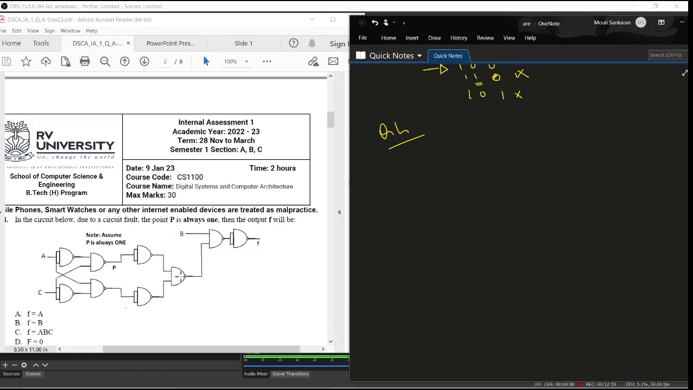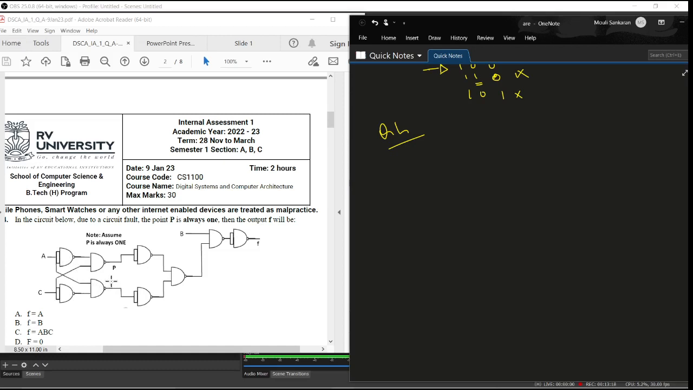So we need to find out what the output will be if the point P here happens to be always 1. That means what should we do? Now we have a circuit here which is taking the input and feeding it here. The same input is coming, all that is fine.